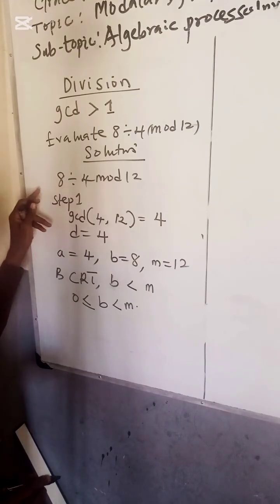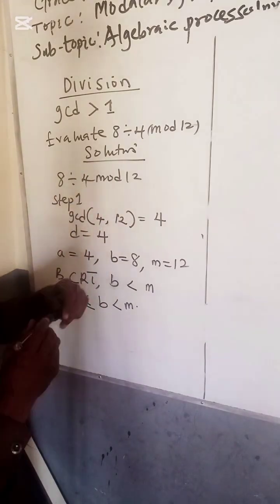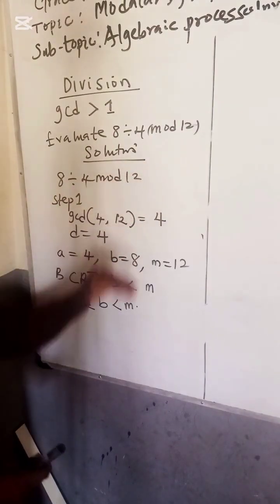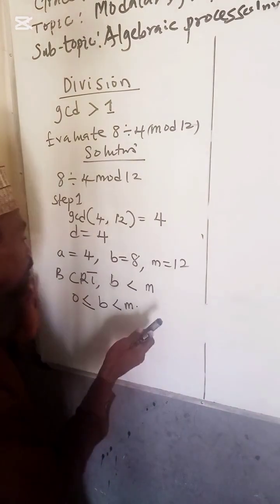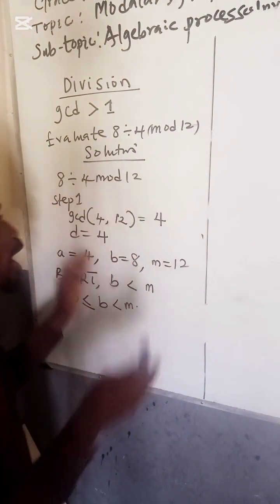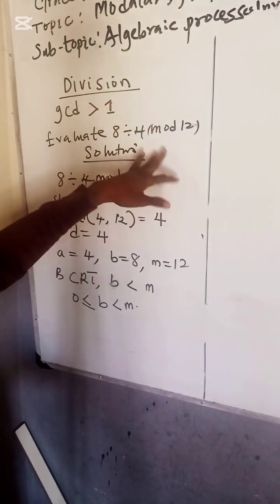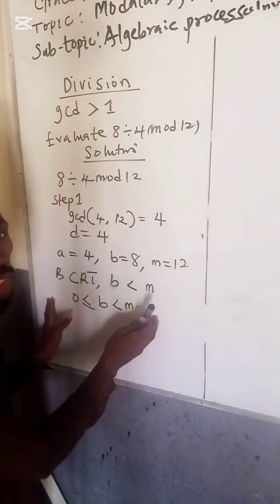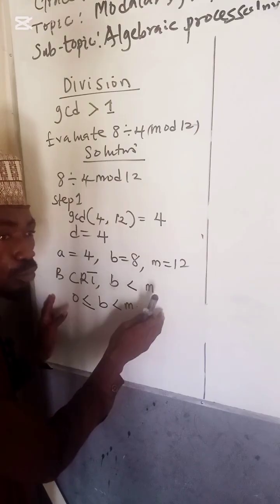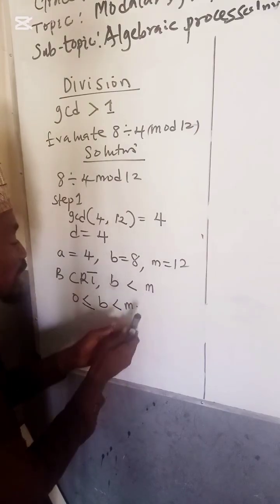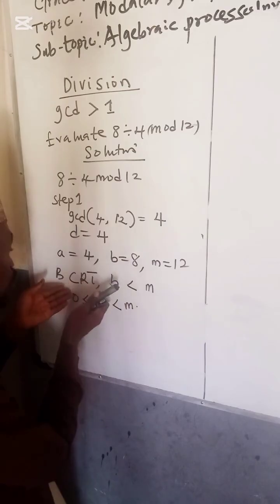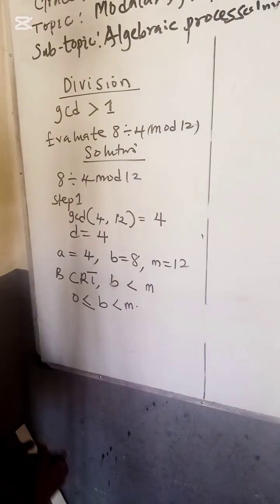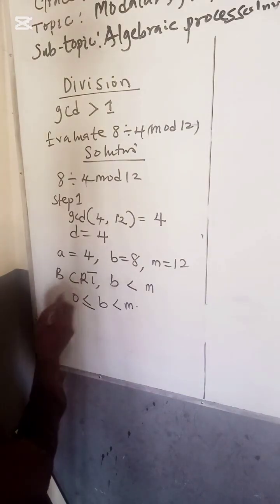In the next video, we're going to solve a question where originally B is higher than the modulus. Then we'll show you how it is done. For now, let's concentrate on how to evaluate division in moduli when the GCD is greater than 1. I just chipped this in for us to know that there could be a question whereby B is greater than M, and for you to use your theorem, you have to reduce B. Take note.